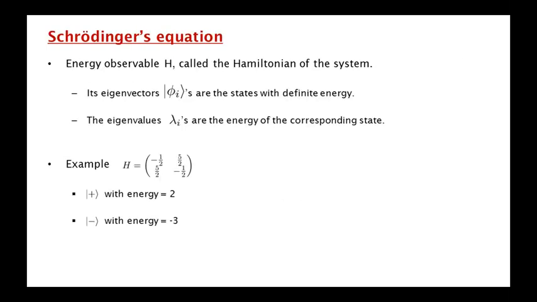All right. So to describe Schrödinger's equation, we must first focus on a particular observable, the energy observable, which is usually denoted by H, and it's called the Hamiltonian of the system. The eigenvectors of H are the states of definite energy, and the eigenvalues are the energies of the corresponding states. So let's just do an example to get ourselves straight on this.